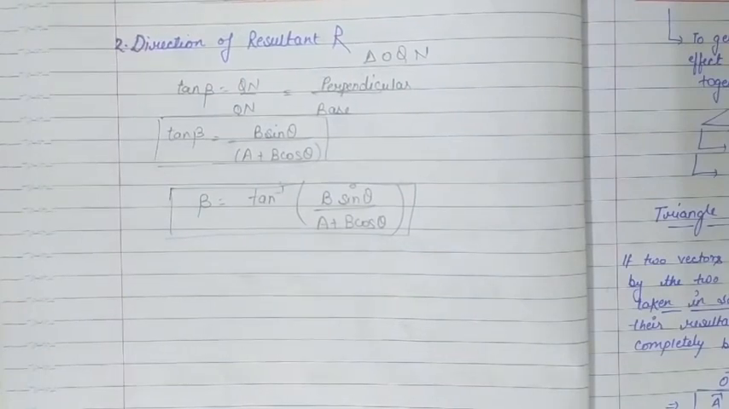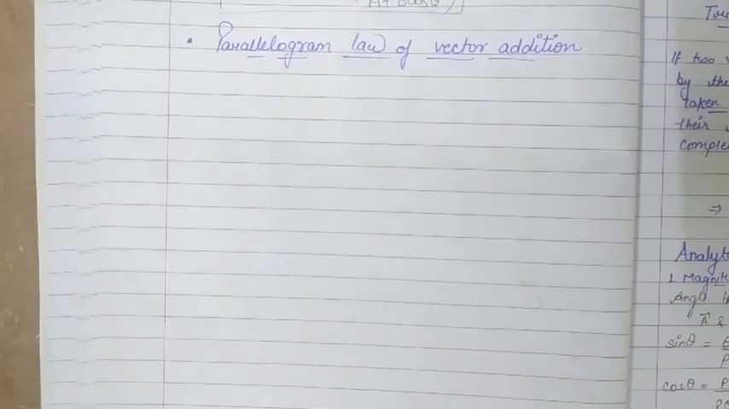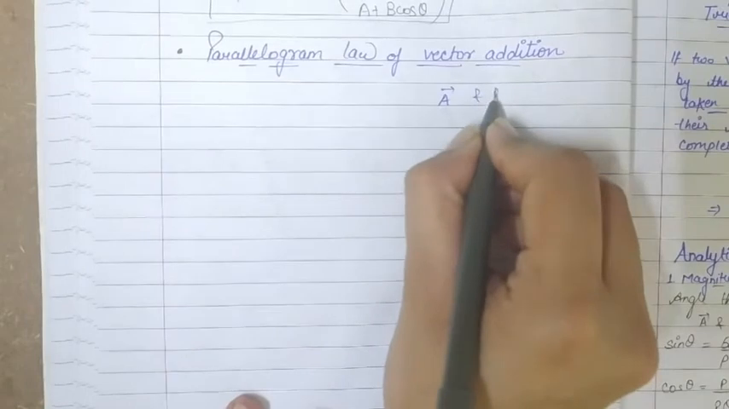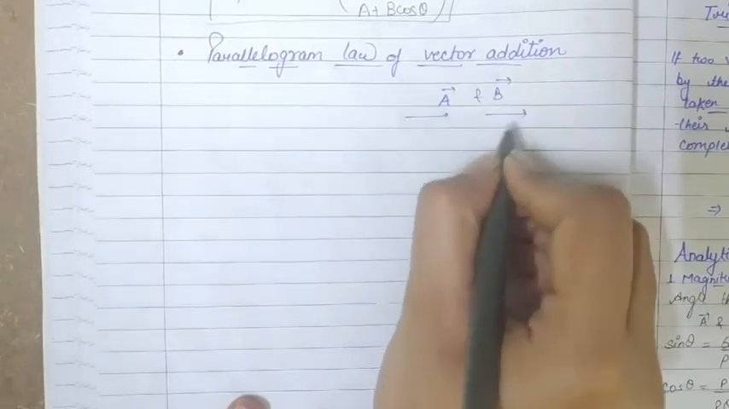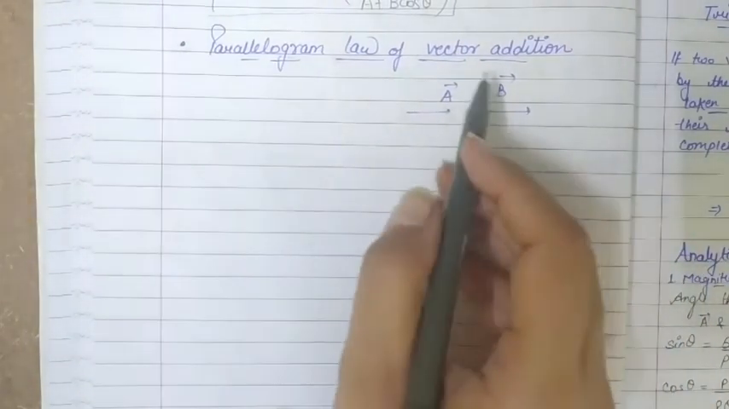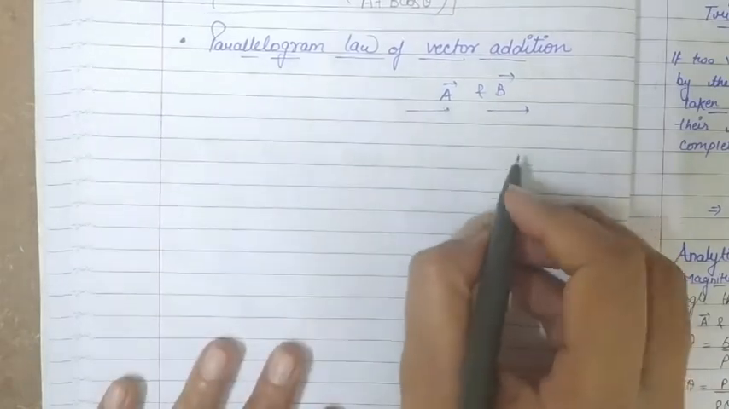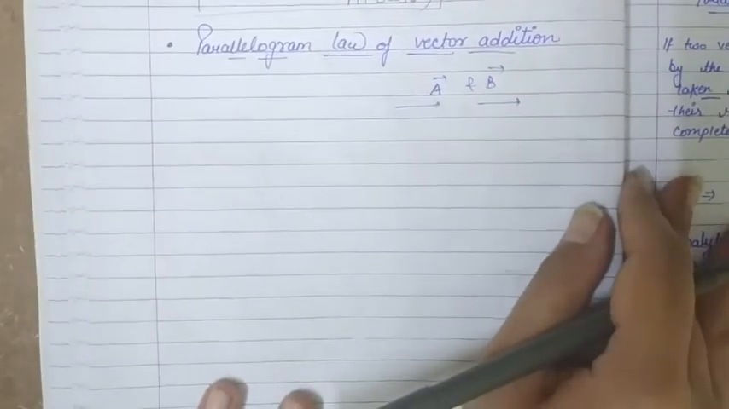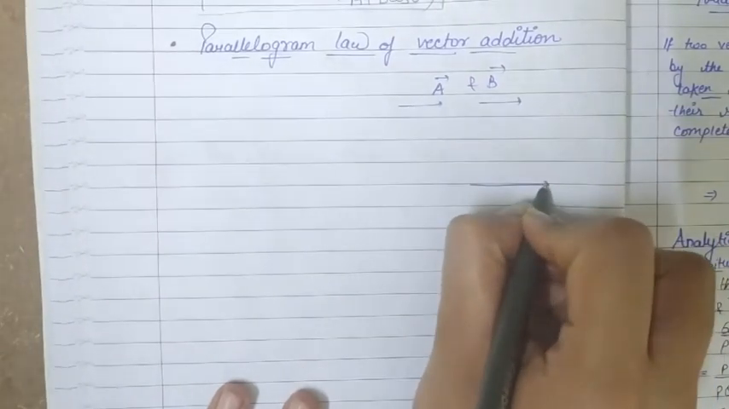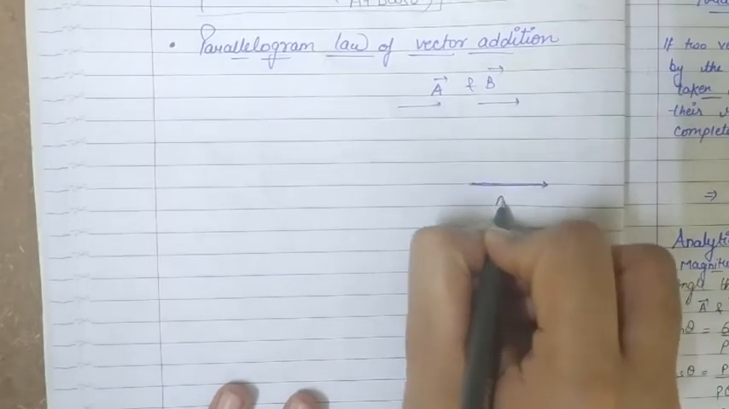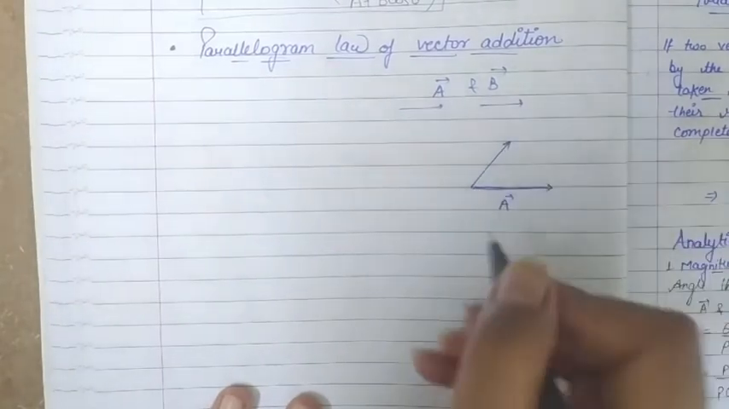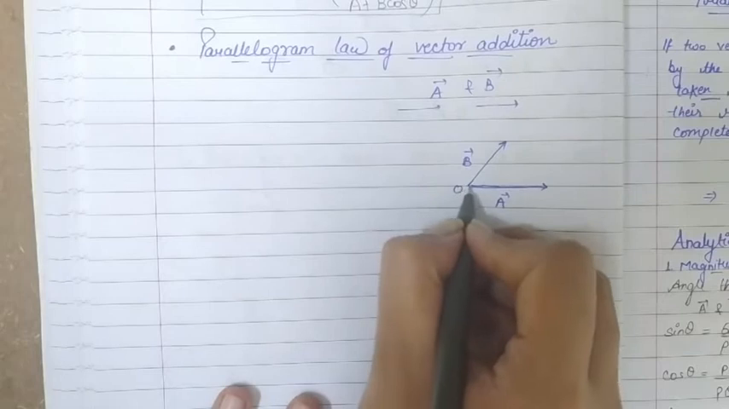Now we are moving to the parallelogram law of vector addition. For the parallelogram law of vector addition, we have two vectors, A vector and B vector, and we want to add these vectors using this parallelogram law. So for this we have to represent these two vectors by the adjacent sides of a parallelogram such that these vectors have a common initial point. Means if this is A vector, then B vector must be shown with this side. Okay, this is B vector, this is the common point O.